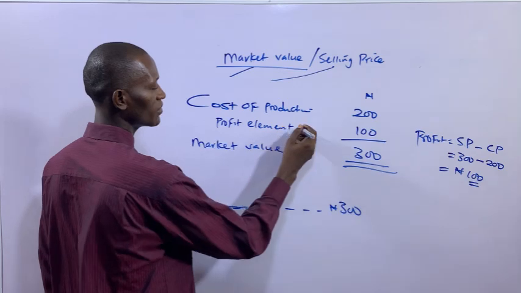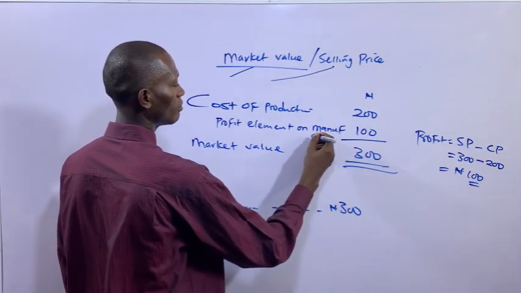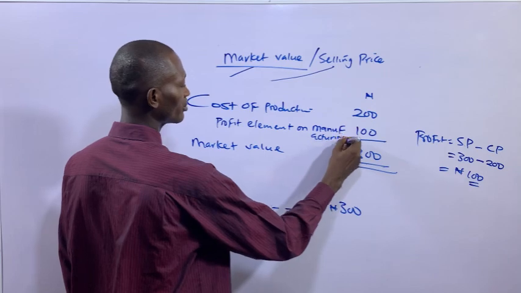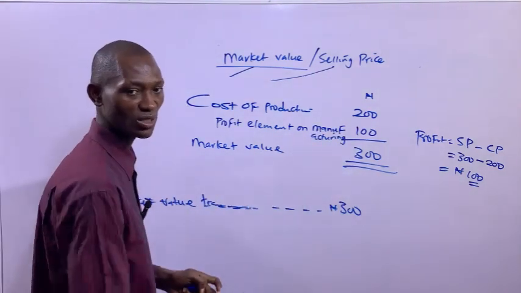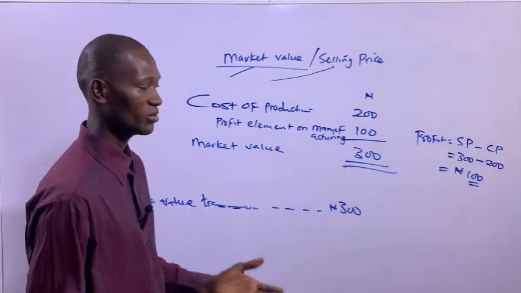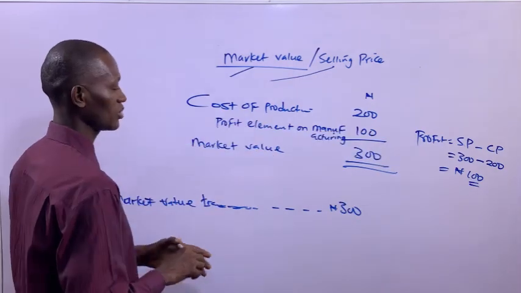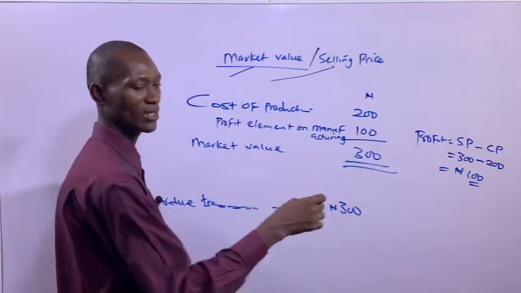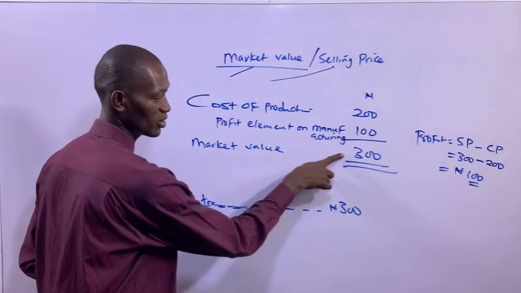So this is profit element on manufacturing. So what this means is that it is profitable to produce the goods in-house or in our company. So in your trading profit and loss account, this market value will represent your purchases. This will represent your purchase.